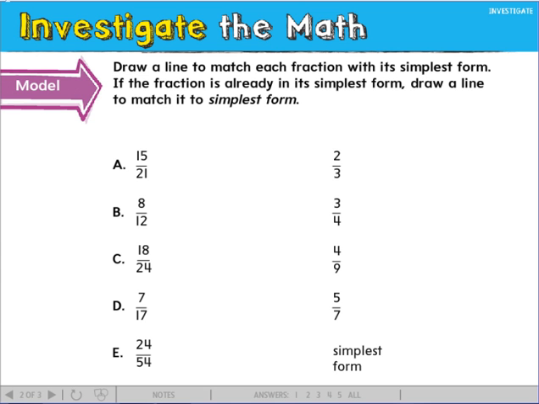So, 15 over 21. Is there a common factor? What is the common factor of 15 and 21? 3. So I can divide this by 3 over 3. Fifteen divided by 3 is 5, 21 divided by 3 is 7. So there we go.